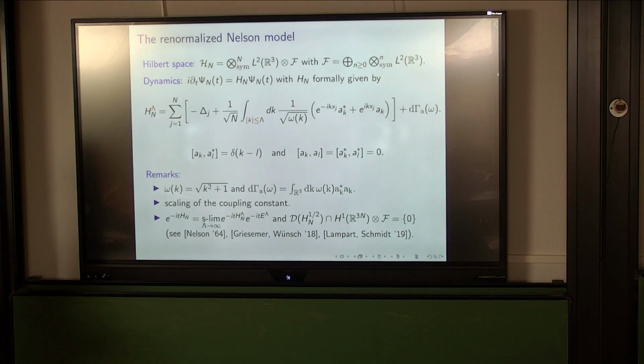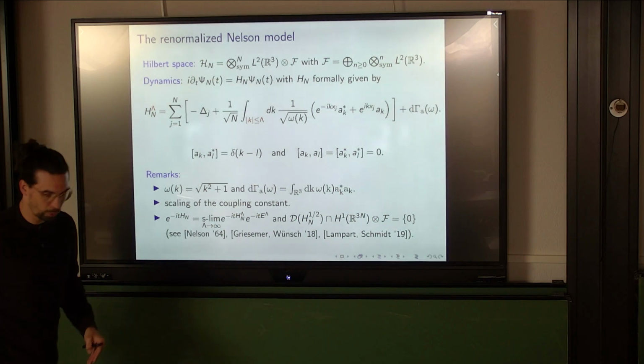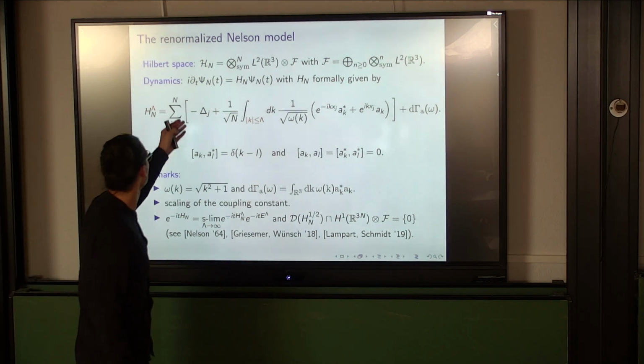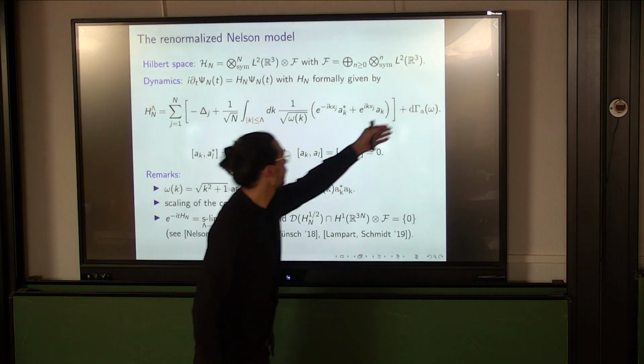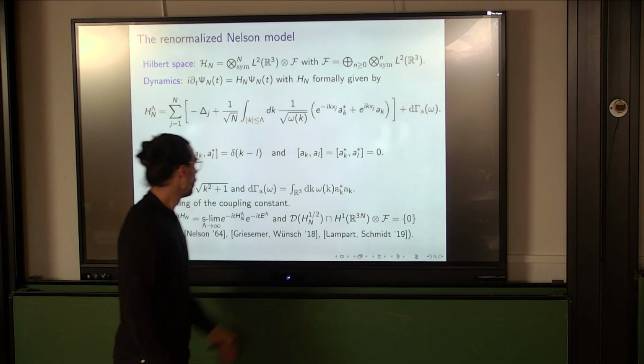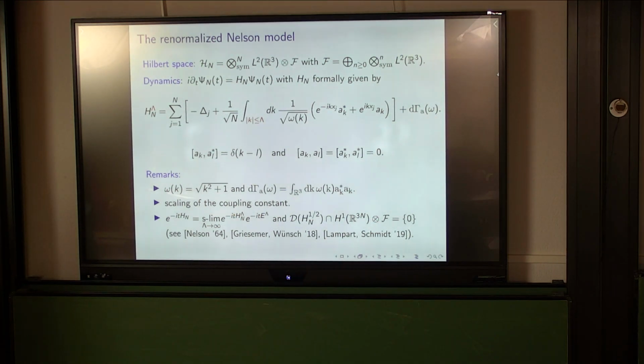What is good to keep in mind for this talk is that the form domain of the renormalized Nelson Hamiltonian and the form domain of the non-interacting Hamiltonian only have the zero vector in common, because the non-interacting Hamiltonian is just the Laplacian and the field energy, and since the form domain of the interacting one intersected with H1(R3) only has the zero vector, this follows.